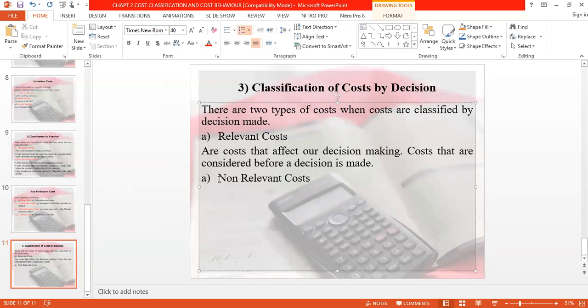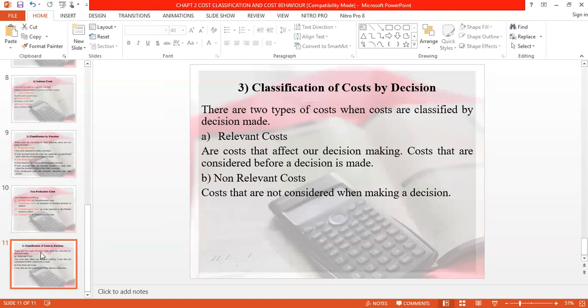Non-relevant costs, on the other hand, are costs that are not considered when making a decision.